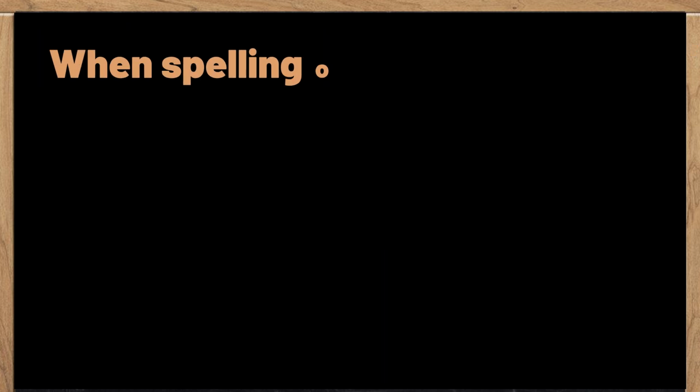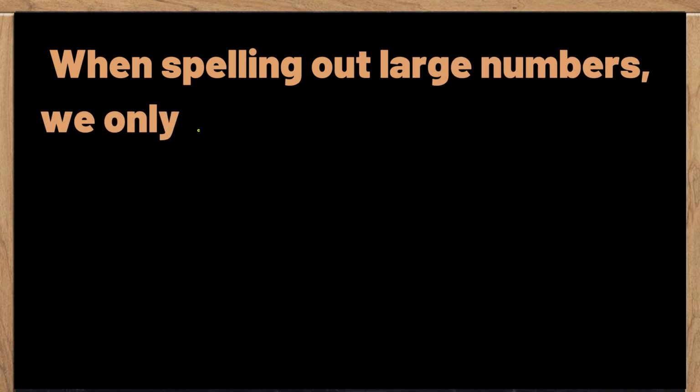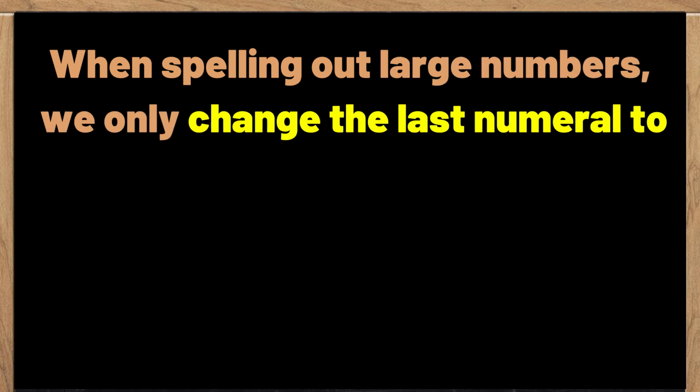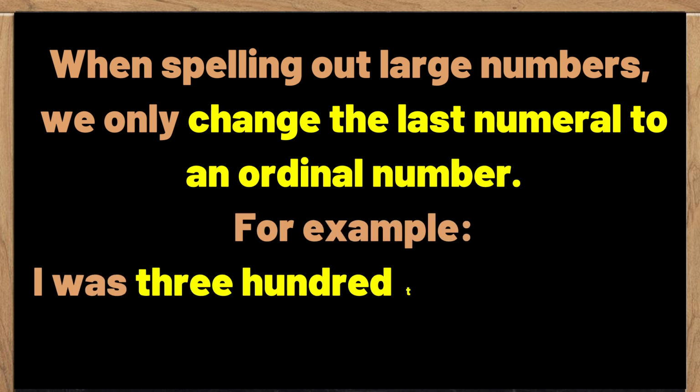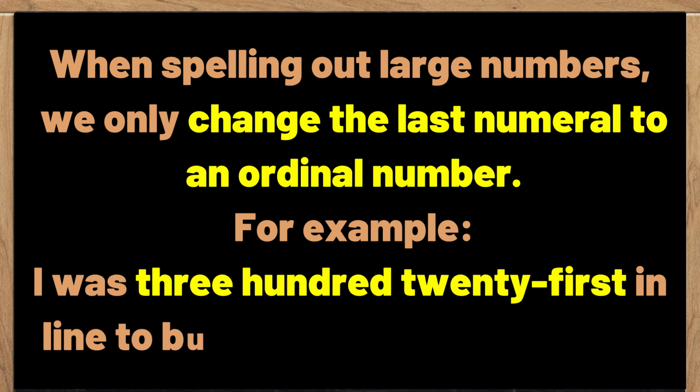When spelling out large numbers, we only change the last numeral to an ordinal number. For example, I was 321st in line to buy tickets for this concert.